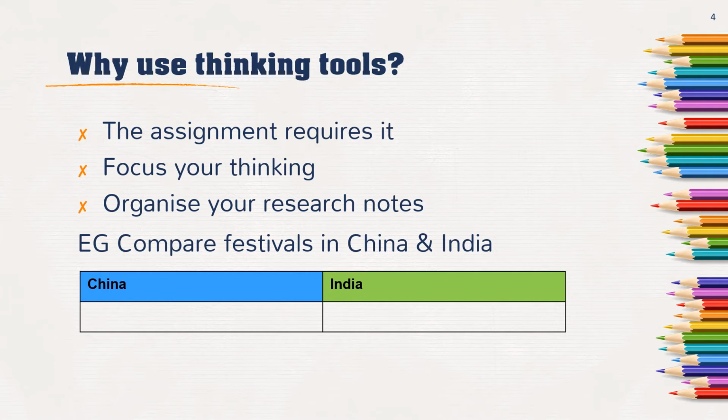So for example, if an assignment asks you to compare festivals in China and India, you would use this little thinking tool here, and on the left you would make sure that you put lots of information about festivals in China, and in the right column you would put lots of information about festivals in India. So that's just a very simple little thinking tool.